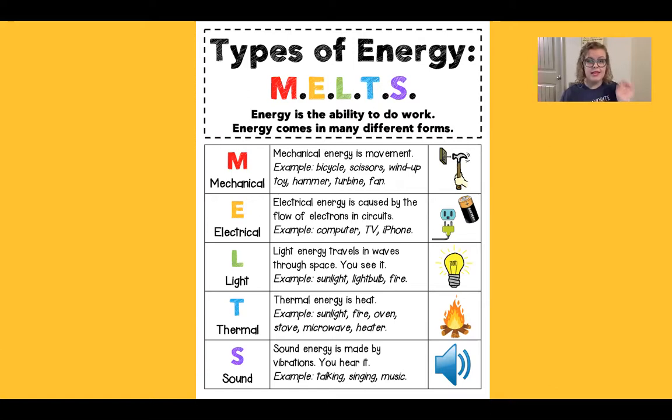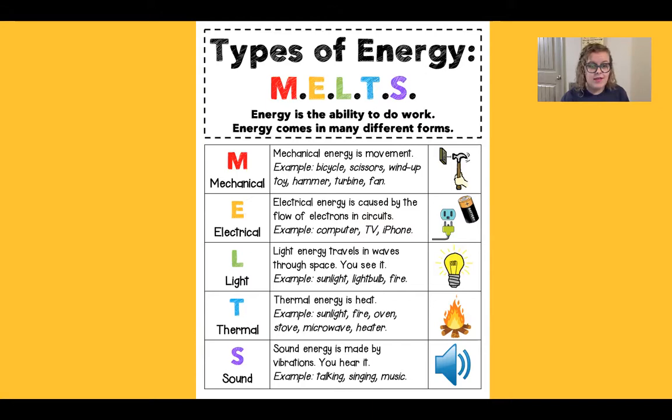So M stands for mechanical energy. Now mechanical energy is movement. So when you ride a bike, when you use your scissors, when you wind up a toy and it moves, that's mechanical energy. Now, E stands for electrical energy. And the easiest way to remember electrical energy is it's anything you plug in or anything that uses a battery of any kind. That's electrical energy.